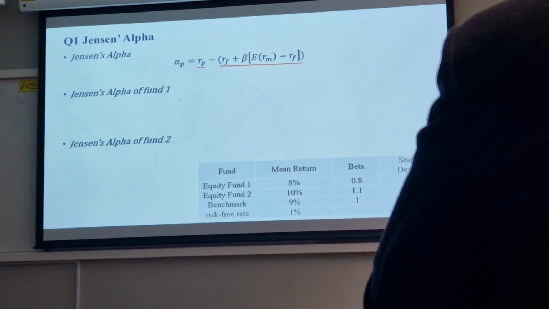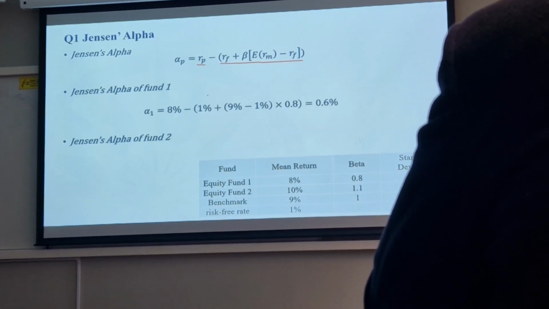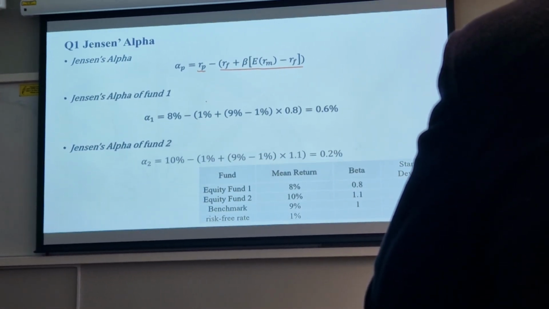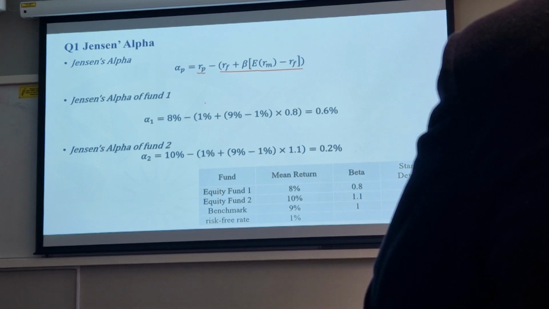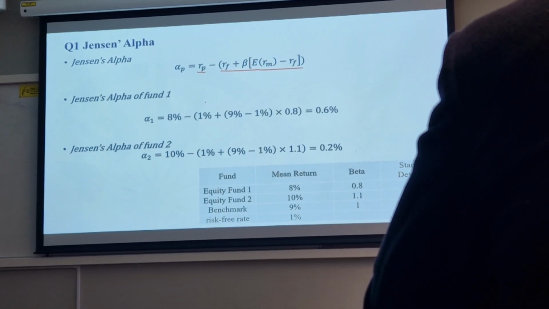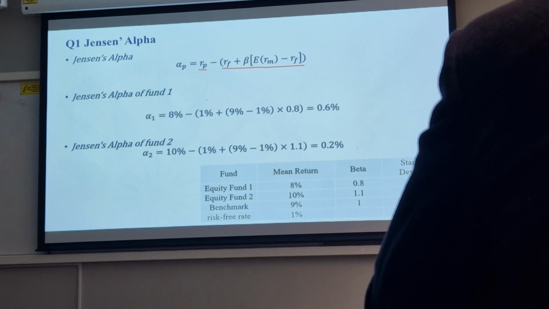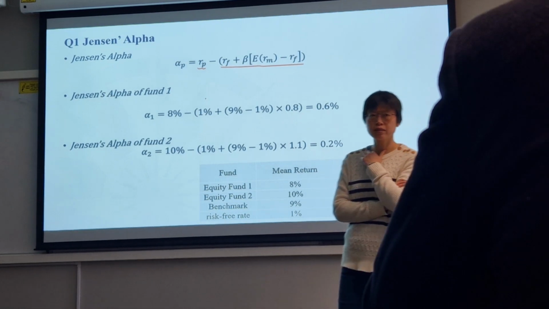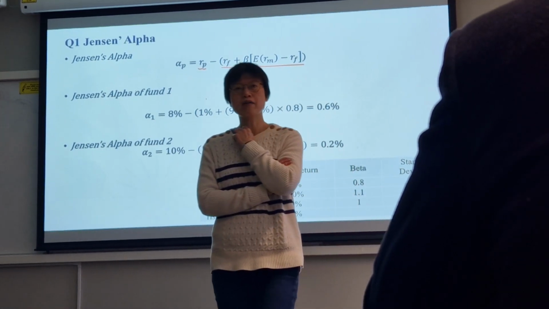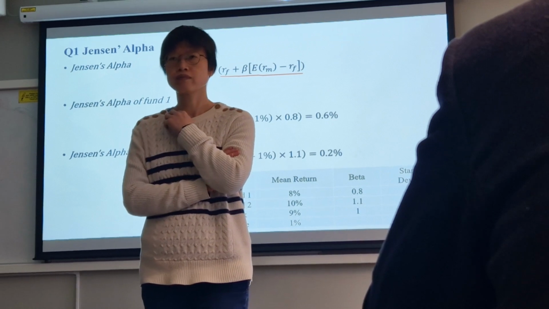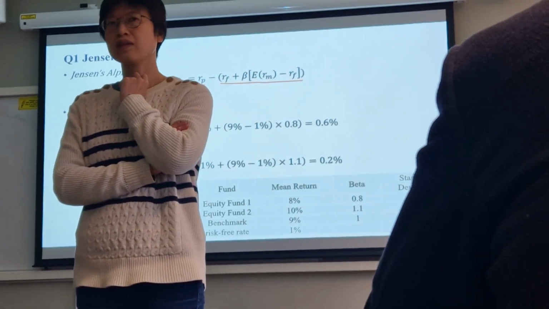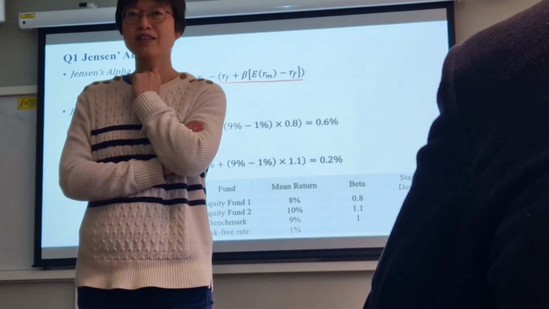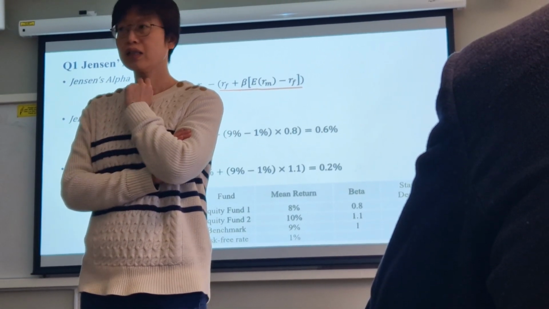Just plugging in the values, we can get alpha for fund 1 is 0.6%, and alpha for equity fund 2 is 0.2%. So what does this alpha value mean? Which one performs better? What about performance compared to the benchmark? Which one performs better? The first one.